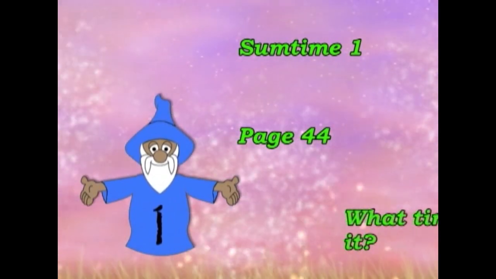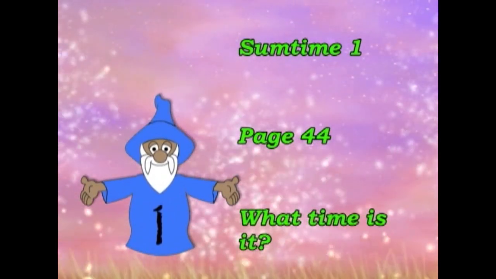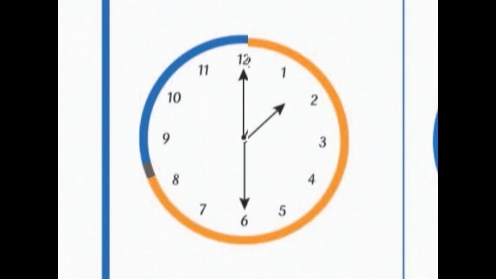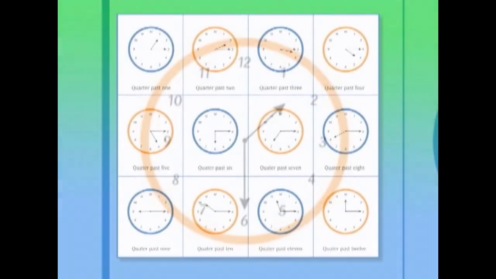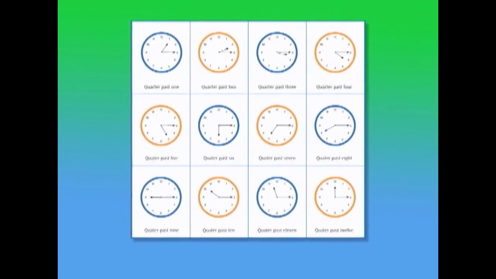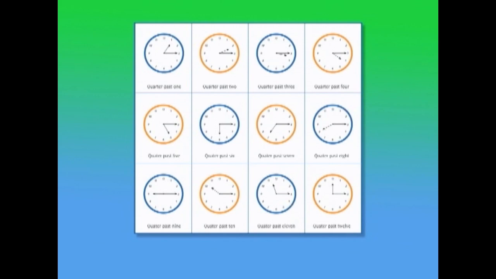And today's lesson is called What Time Is It? Now before we've talked about 1 o'clock, we've talked about 1:30. We're going to talk about 1:15. Let's look at the clocks. How many clocks can you see? Shall we count them?